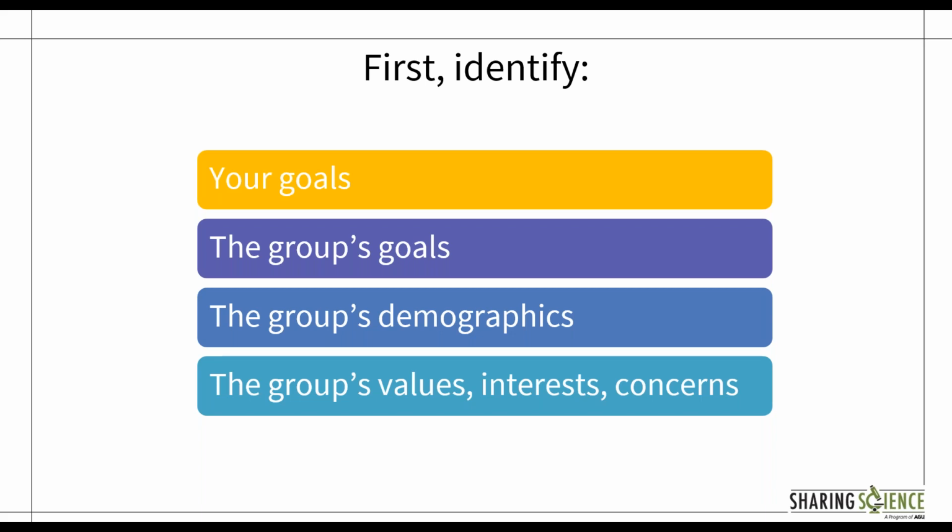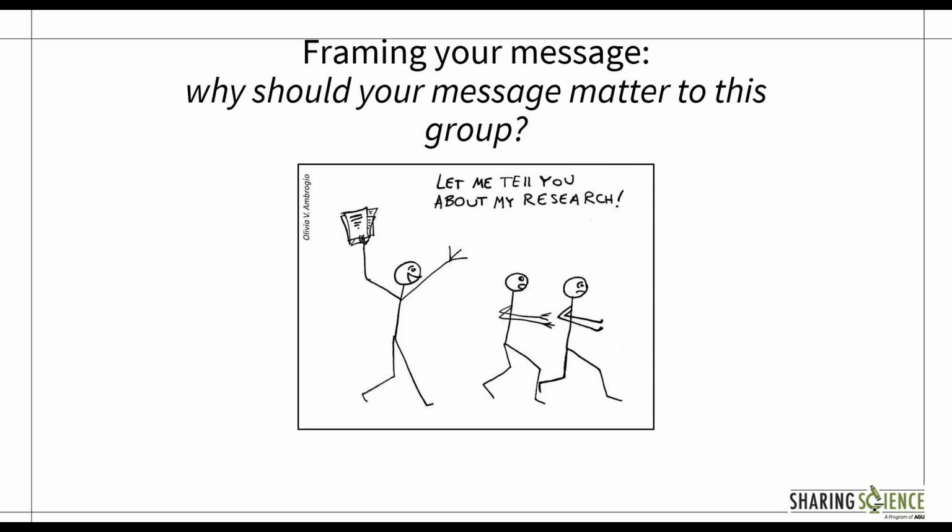So talking to maybe the members of a non-science public, maybe a community group, their goals are going to be much different than maybe a chamber of commerce or a different type of policymaker. Think about who's in that group. What are their demographics? What do they care about? What are their interests? What are their concerns? Because as much as you can, you should try to shape and frame your message to these different types of groups depending on what they care about. And then think about why your message matters to this group or why you hope it matters to this group.